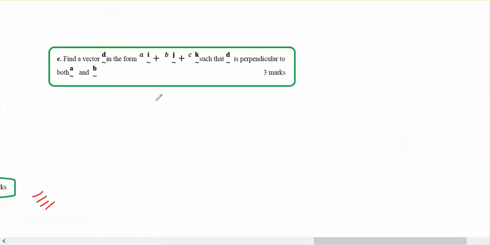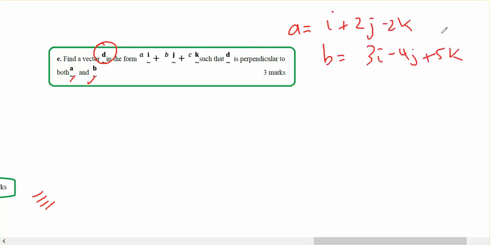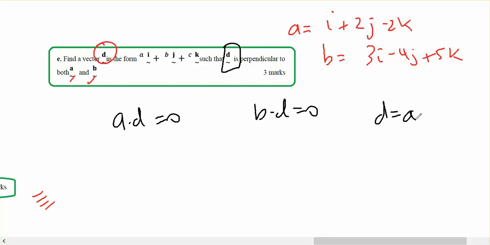Okay, part E. Find a vector D in terms of this form that is perpendicular to both A and B, remembering that A is equal to this and B is equal to that. Okay, if D is perpendicular, therefore A dot D equals 0, and B dot D equals 0. So I'm going to call D equal to A in the I plus B in the J. Well, it's already been defined for me.